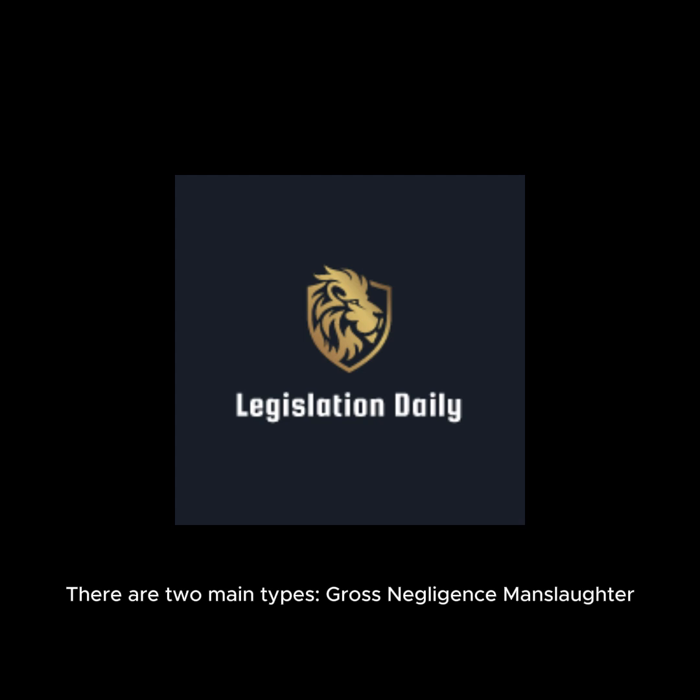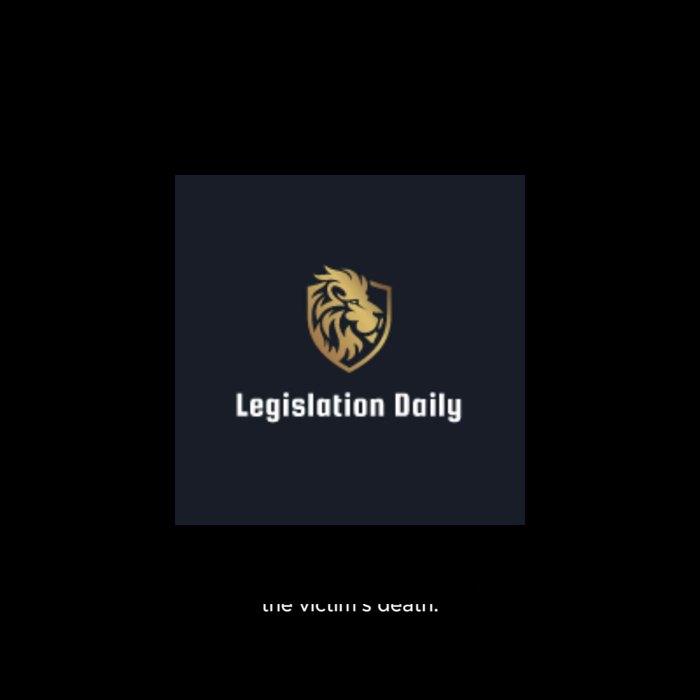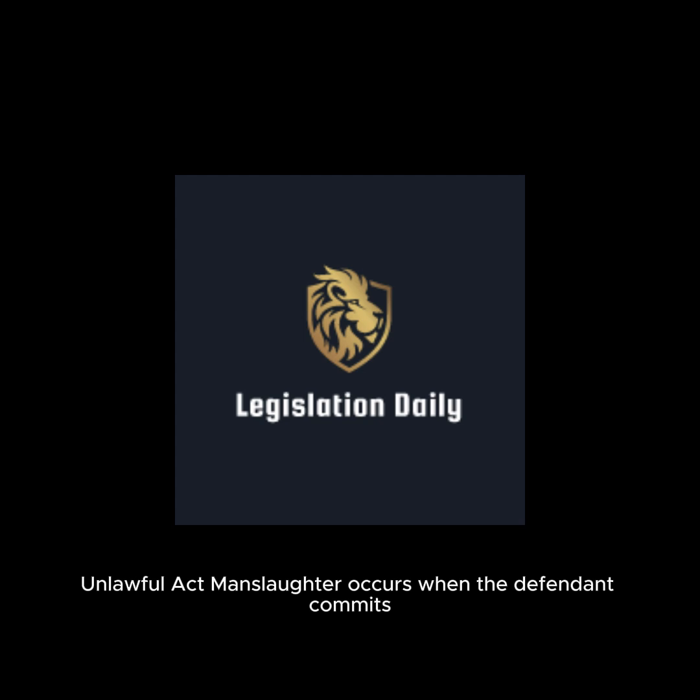Gross negligence manslaughter occurs when the defendant owes a duty of care to the victim, breaches that duty through gross negligence, and causes the victim's death. Unlawful act manslaughter occurs when the defendant commits a dangerous and unlawful act that unintentionally results in death. The unlawful act must be a criminal offence, and it must be one that all reasonable people would recognize as posing a risk of some harm.